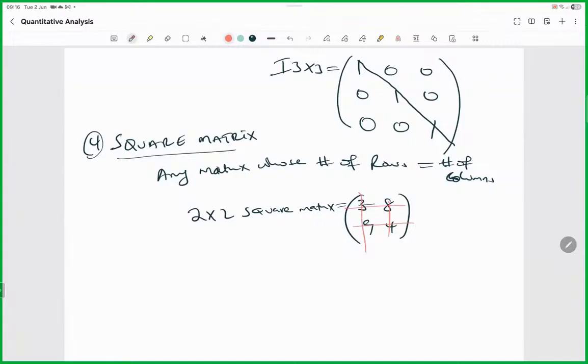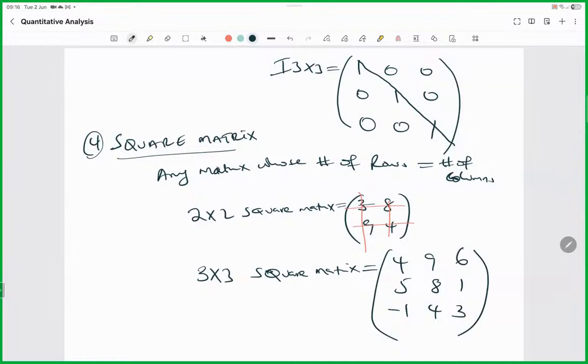We could talk about a 3 by 3 square matrix, like 4, 9, 6, 5, 8, 1, negative 1, 4, 3. You can see here we have 3 rows and 3 columns. So any matrix whose number of rows equals its number of columns is called a square matrix.